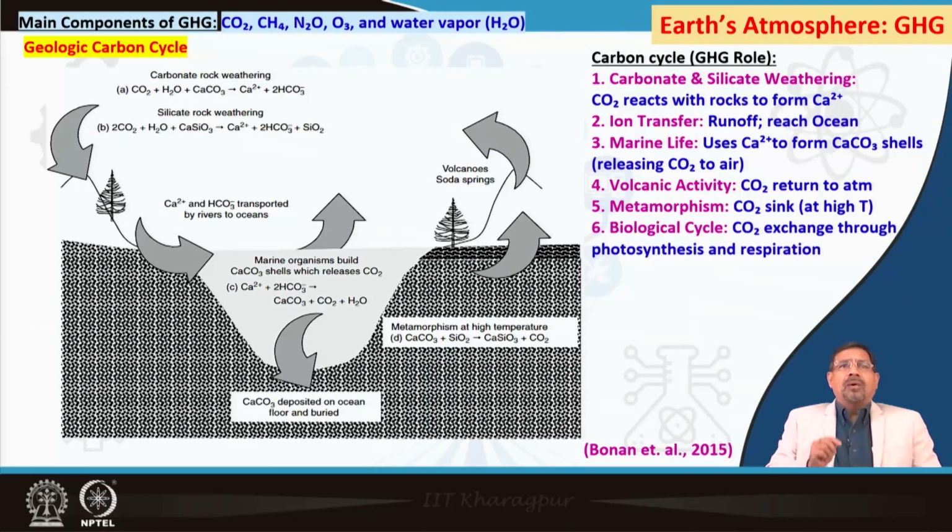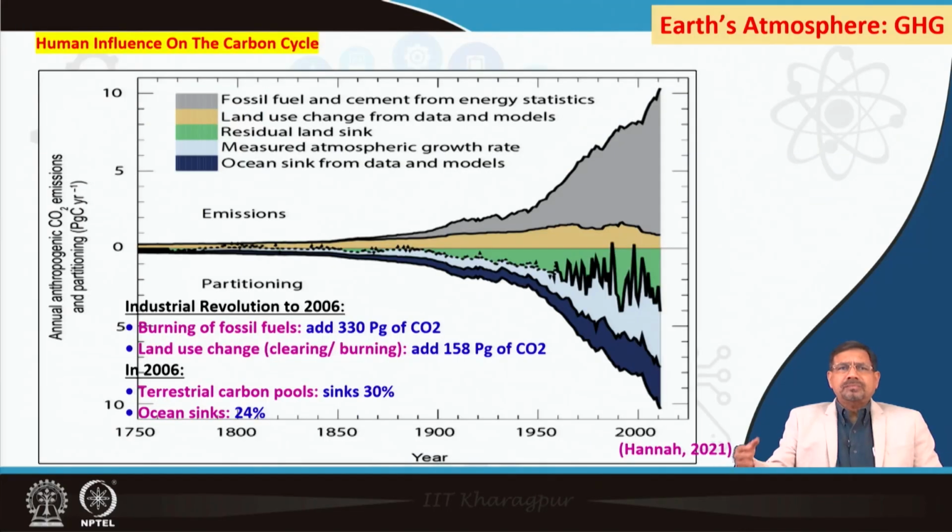But this is how, as an indicator of the greenhouse gases, carbon dioxide is cycling among the atmosphere, the terrestrial sphere and the marine sphere. Okay. And some amount of this carbon dioxide again escapes to the atmosphere through volcanic eruption or through soda springs.